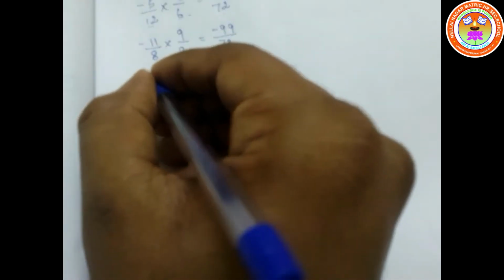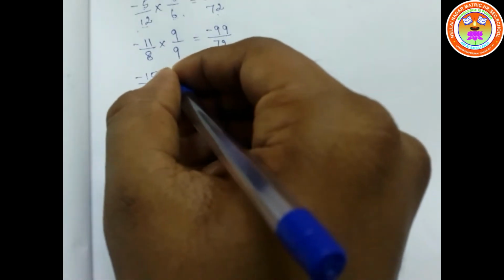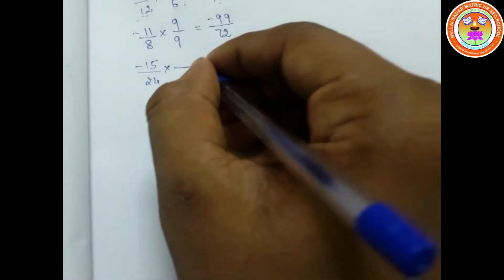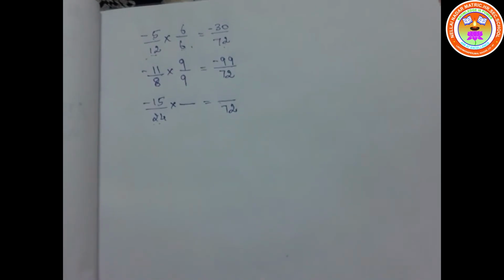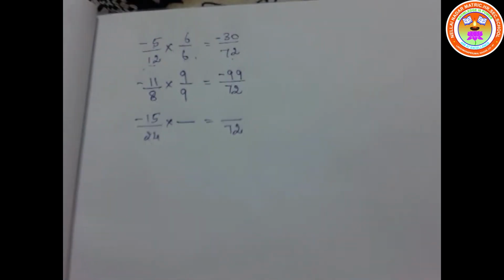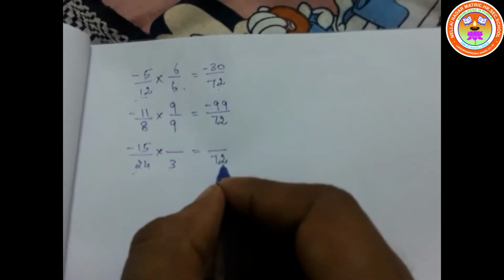Yes. Minus 15 by 24. Tell me which number we have to multiply with 24 to get 72. Very good, 3. 24 into 3 we can get 72. 4 3s are 12, remainder 1. 2 3s are 6, 6 plus 1, 7, 72. The same 3 you have to multiply in the numerator also.